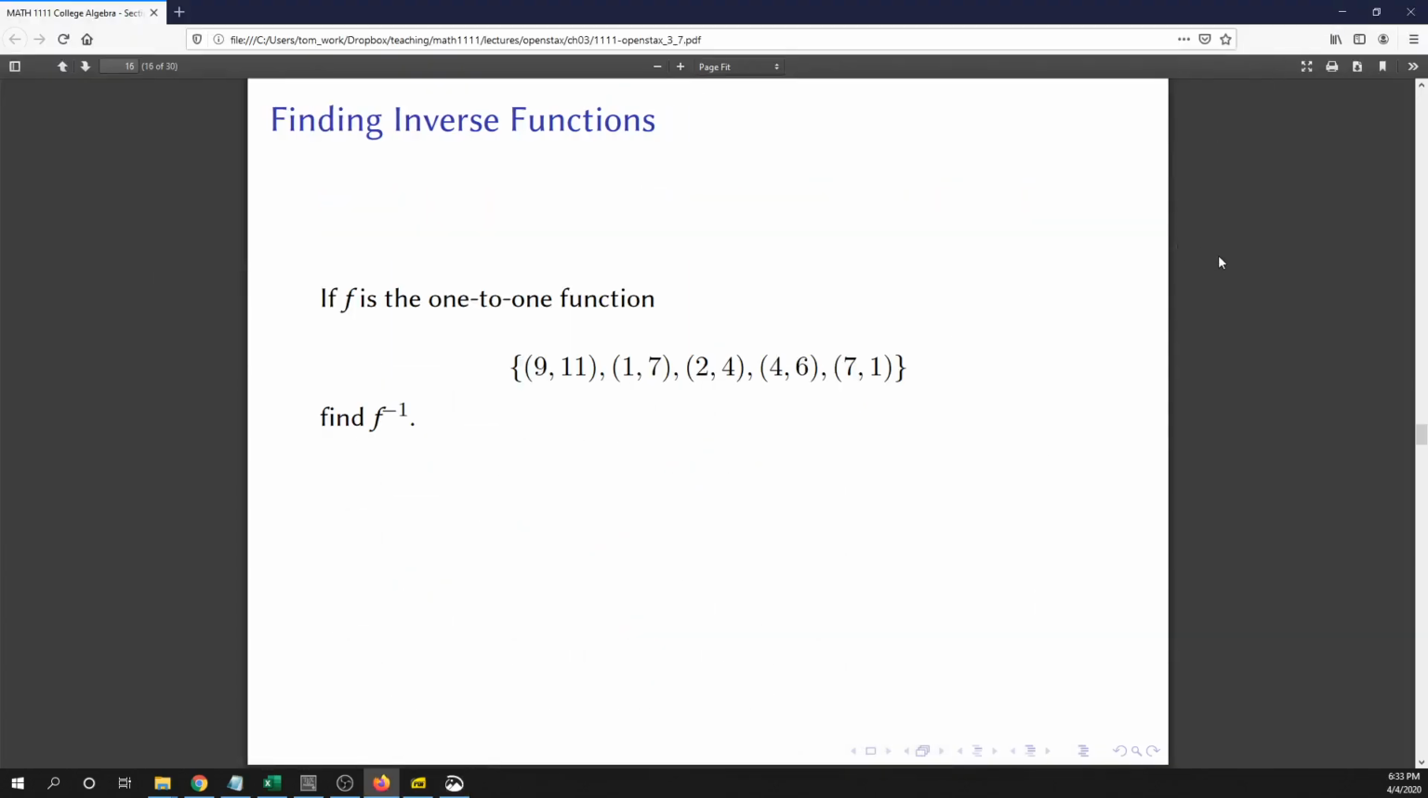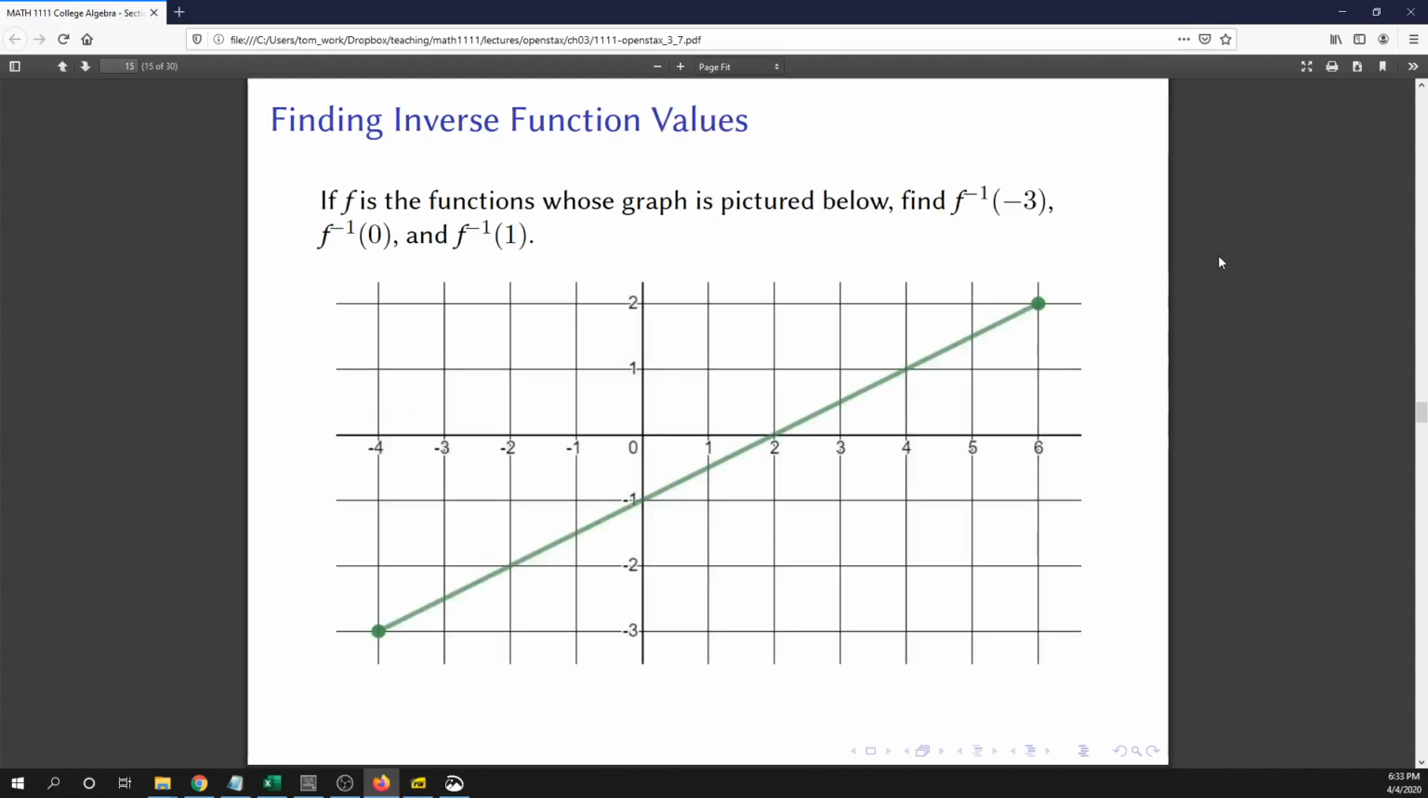Right, and so that's it for this video. In the next video, we will talk about finding the functions themselves, okay, not just some values.